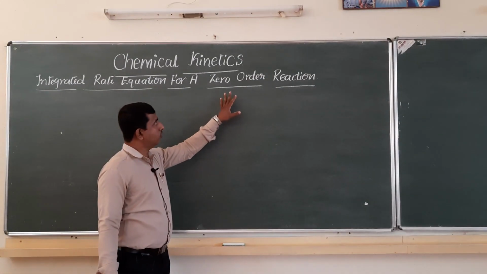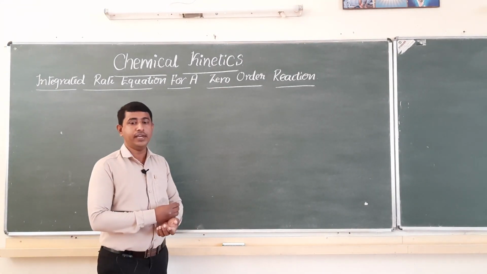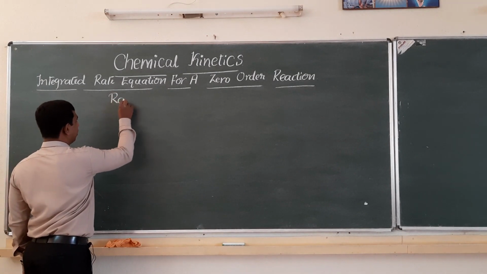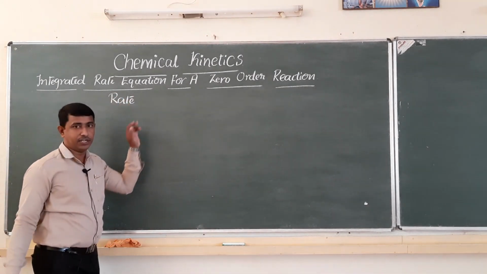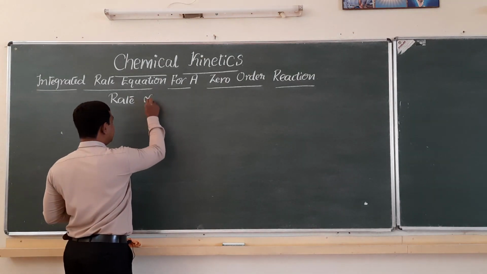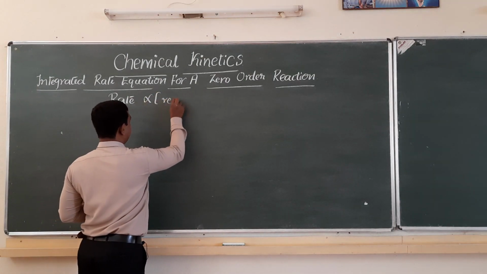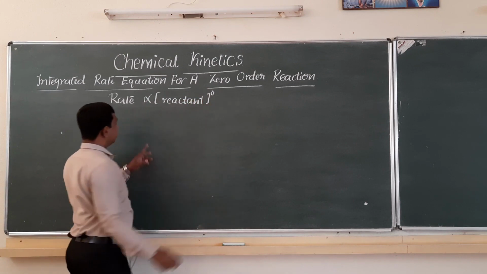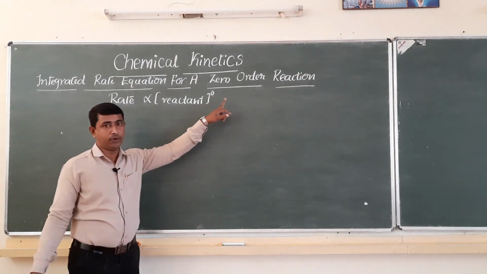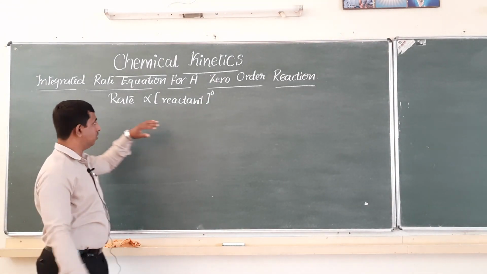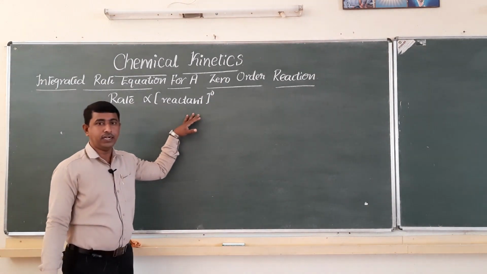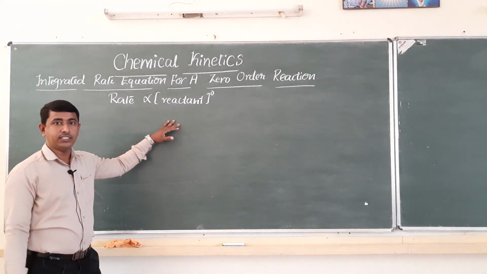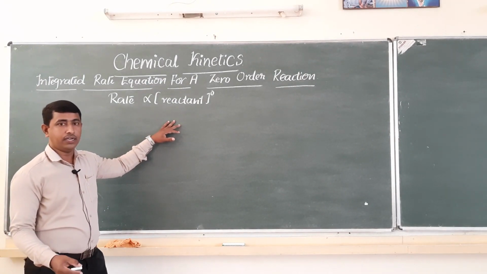In the previous class, I told you about zero order reaction. Zero order reaction means a reaction in which reaction rate is proportional to zeroth power. Reaction rate is directly proportional to zeroth power of concentration of the reactant, or reaction rate is independent of concentration of the reactant. Such a reaction is called as what? It is called as zero order reaction.